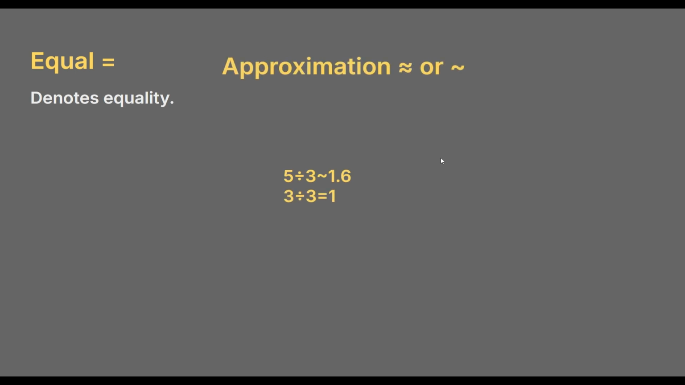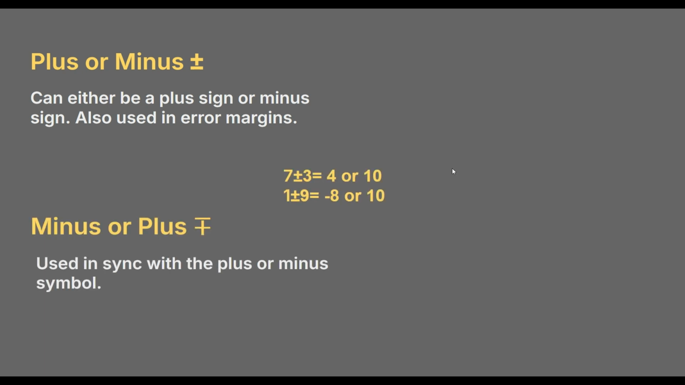Approximation, denoted by the approximation sign or tilde, denotes that two values are almost equal but not exactly equal. Plus or minus can be either a plus sign or a minus sign. It can also be used in error margins. The minus sign is often used in synchronization in equations with the plus or minus sign. They cannot be the same sign in the equation.